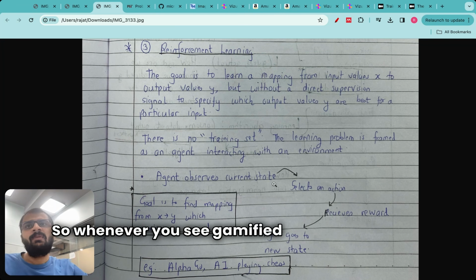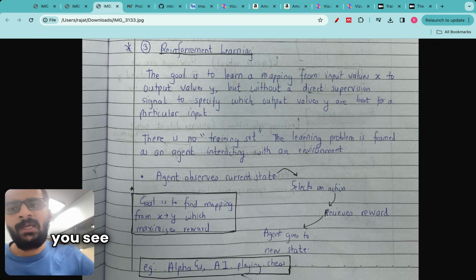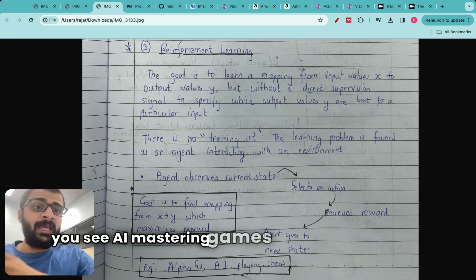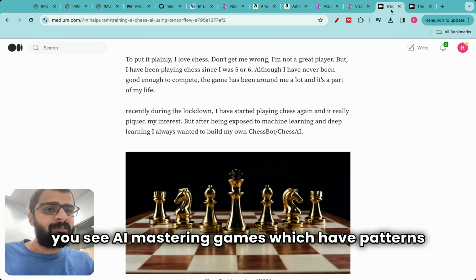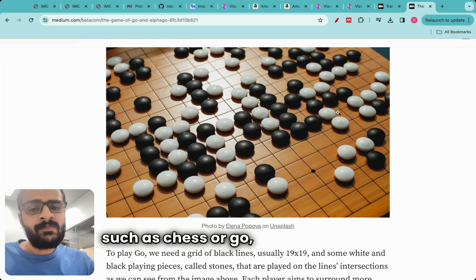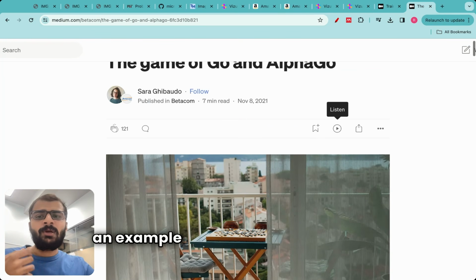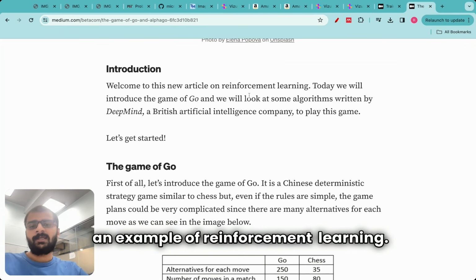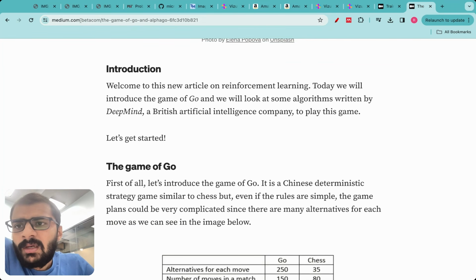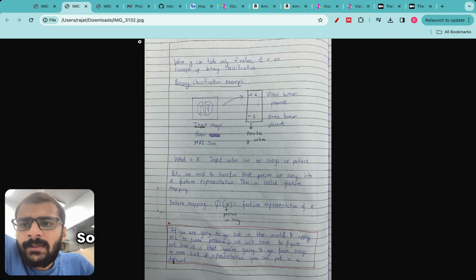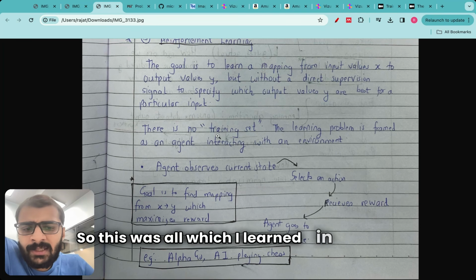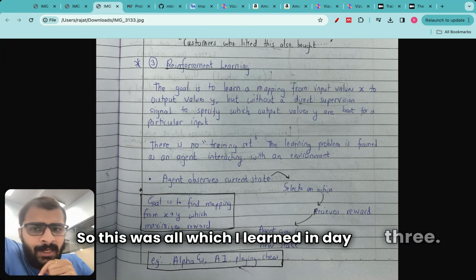So, whenever you see gamified environments and whenever you see AI mastering games which have patterns such as chess or Go, that is typically an example of reinforcement learning. So, this was all which I learned in day three.